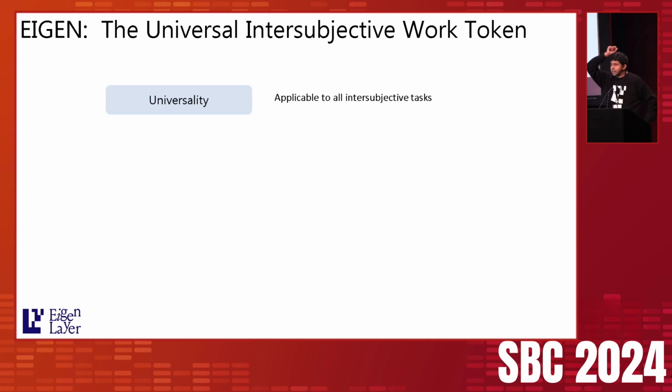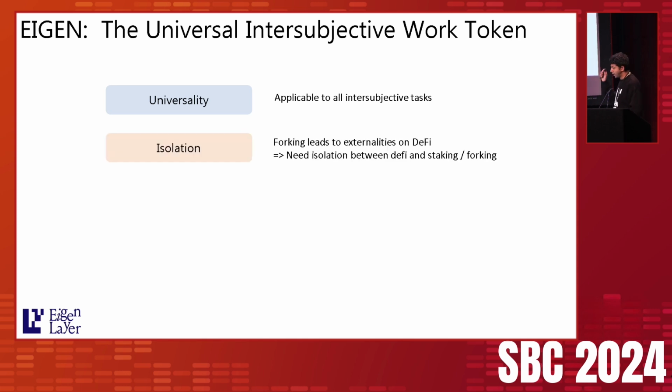So the first property that we have for eigen is it's universal. What do I mean by universal? It is not an application-specific forking token. Augur was an application-specific forking token built for prediction markets. Eigen is a universal forking token. So what that means is you can start building new tasks on top of the eigen token and create forking conditions for all of them. And if the eigenstakers opted into those conditions, they'll be bound by it. Okay, so universality is one major concept in the eigen token.